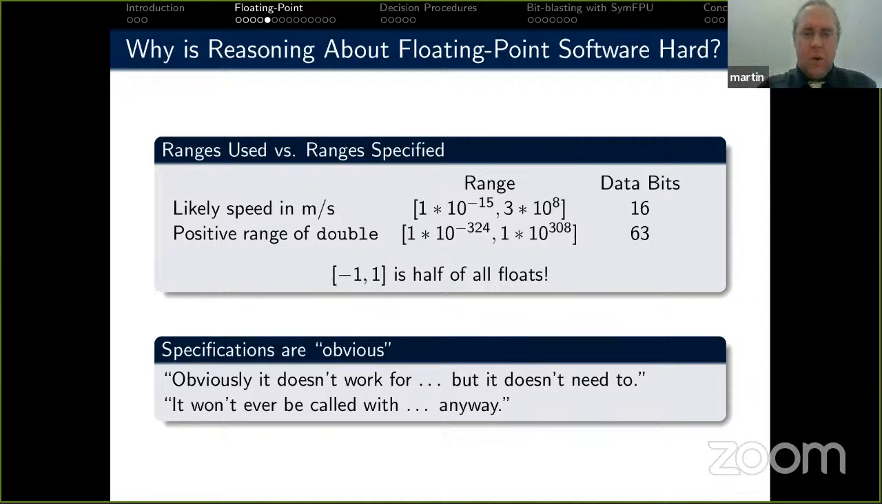For example, between 1 and -1 is half of all floats. People tend to do things like say, oh, this number is between 0 and 1, and then they act like that really narrows it down. I'm like, yeah, about a quarter of all floats are between 0 and 1. It's not a particularly useful range.